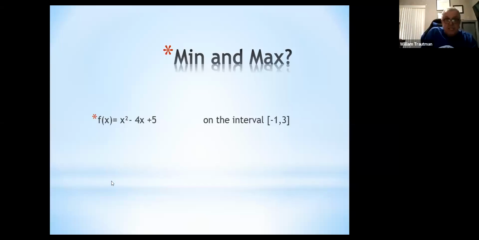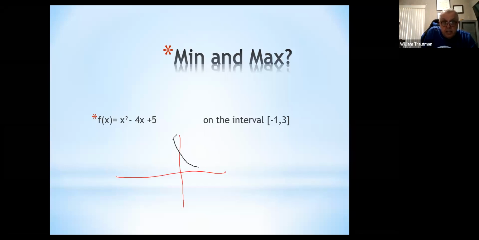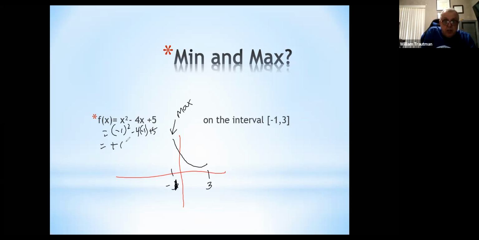So once again, this graph looked like this. This is 3 and this is -1. We found out that that is the maximum. And if we plug -1 into this function, we got a positive 10. So our maximum was at 10. Our max was at -1, 10.